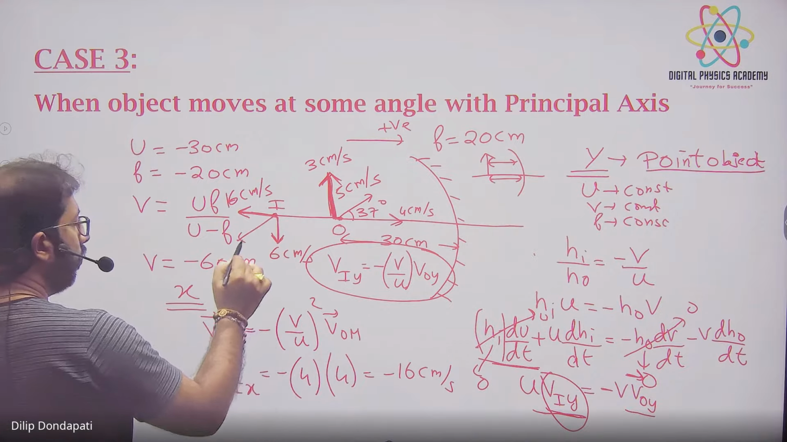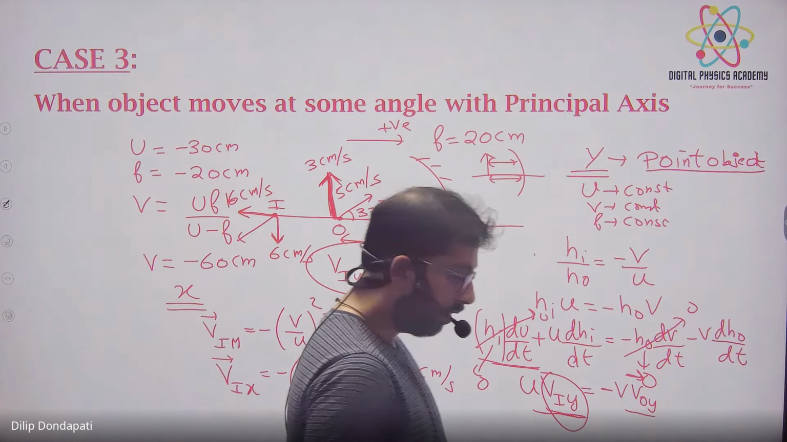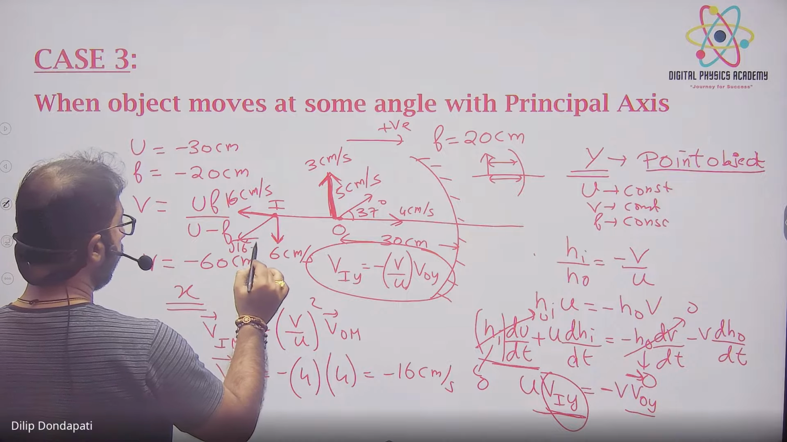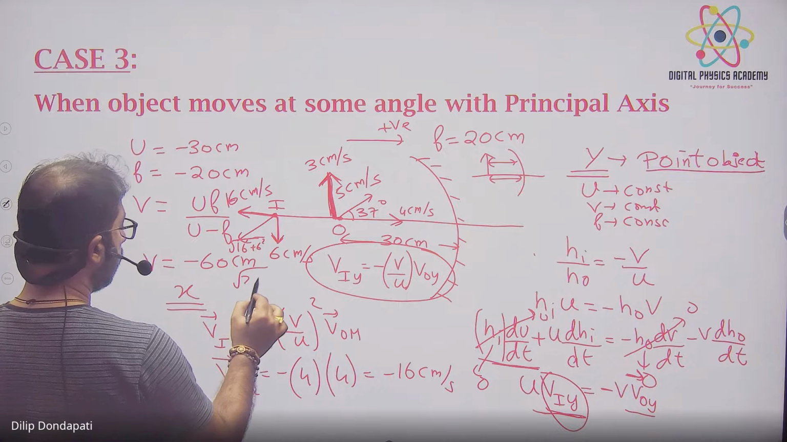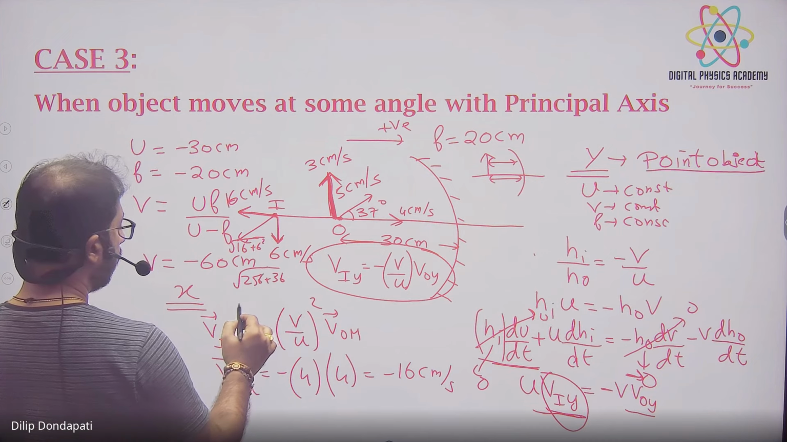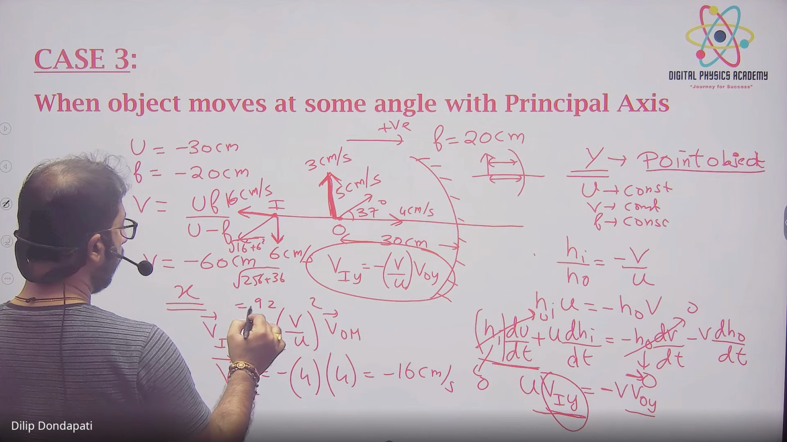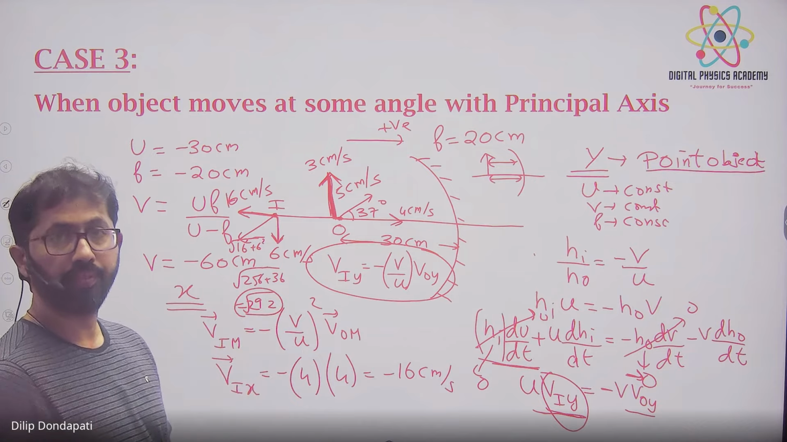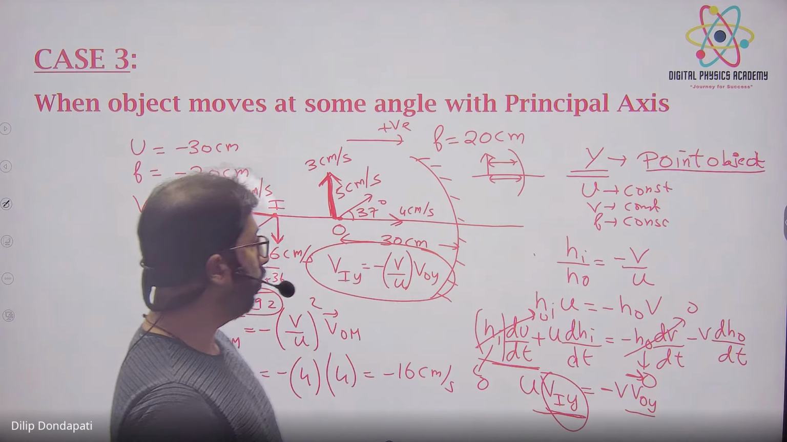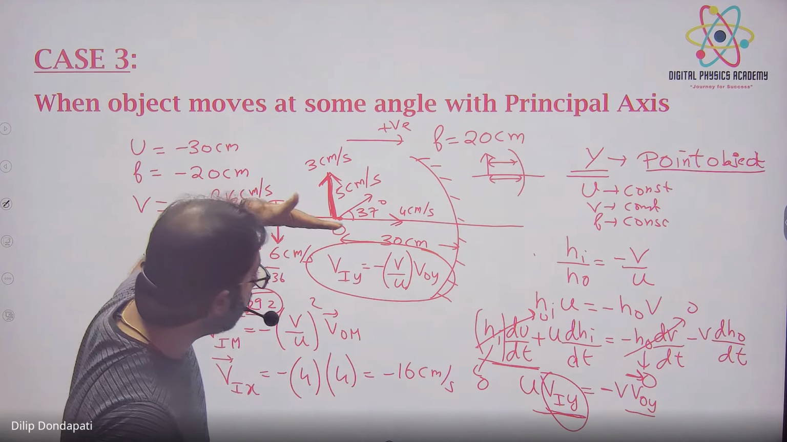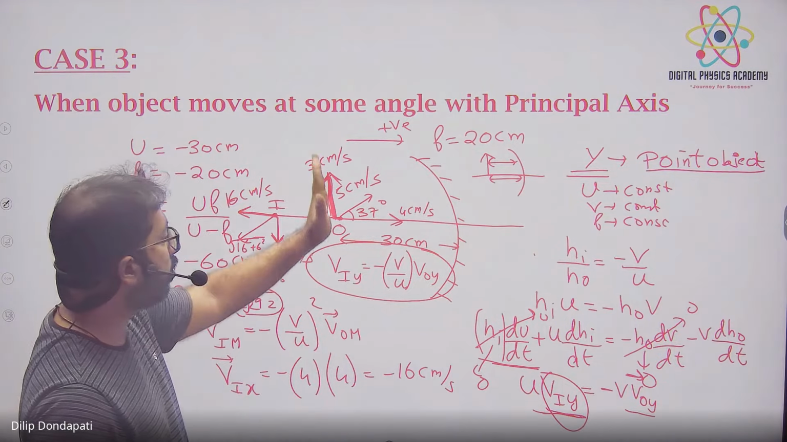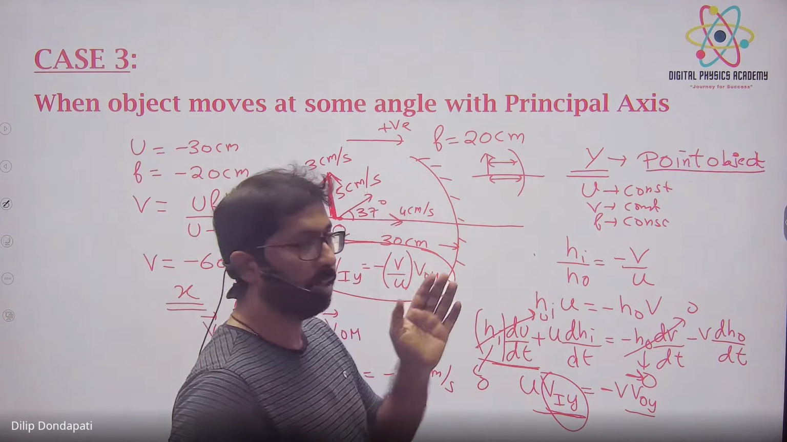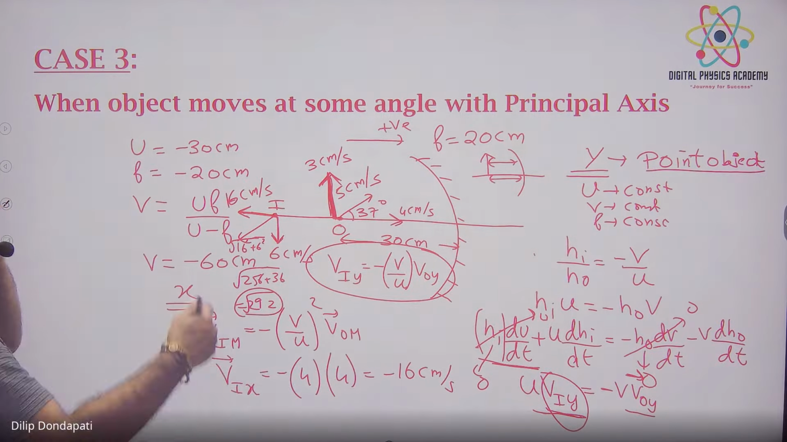So the resultant will be, find the velocity resultant, root of 16 square plus 6 square. So 256 plus 36, that is 292. Root 292 is the answer. So always, other than along the principal axis and perpendicular to the principal axis, you have to find two components. It may be zero or not, we don't know.